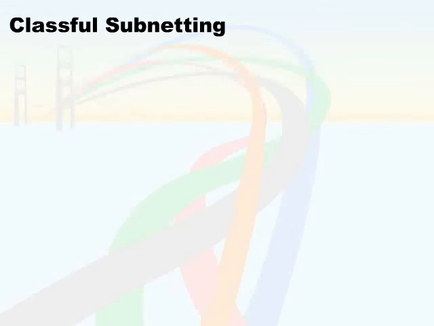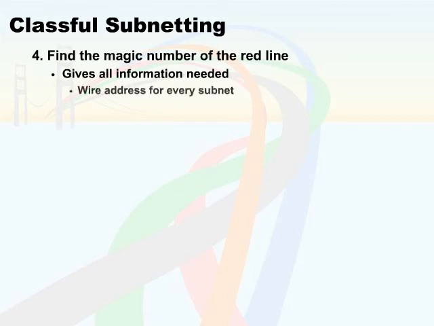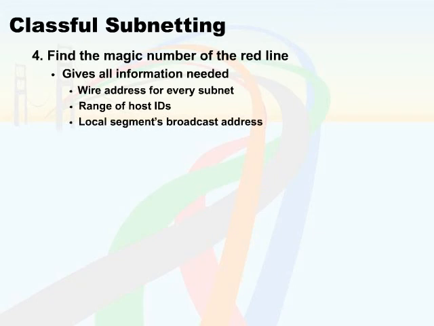What I will then do is define the magic number of the red line. After the red line is moved to its new location, this number is going to give you every other piece of information that you'll ever need. You will get the wire address for every subnet or every segment, the range of host IDs for that segment, and the local segment's broadcast address. So following these 4 steps will give you the numbers that you need very, very quickly.